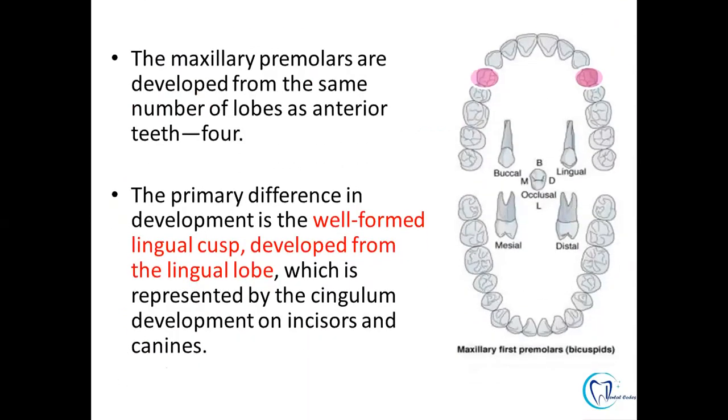These maxillary premolars also develop from the same number of lobes as the anterior teeth, that is 4. The 3 buccal lobes give rise to the buccal cusp, and the well-formed lingual cusp is developed from the lingual lobe, which in the anterior teeth is represented by the cingulum. So, like in incisors and canines, we have a cingulum. In premolars, we have a well-developed lingual cusp. That is why they are also known as bicuspids.